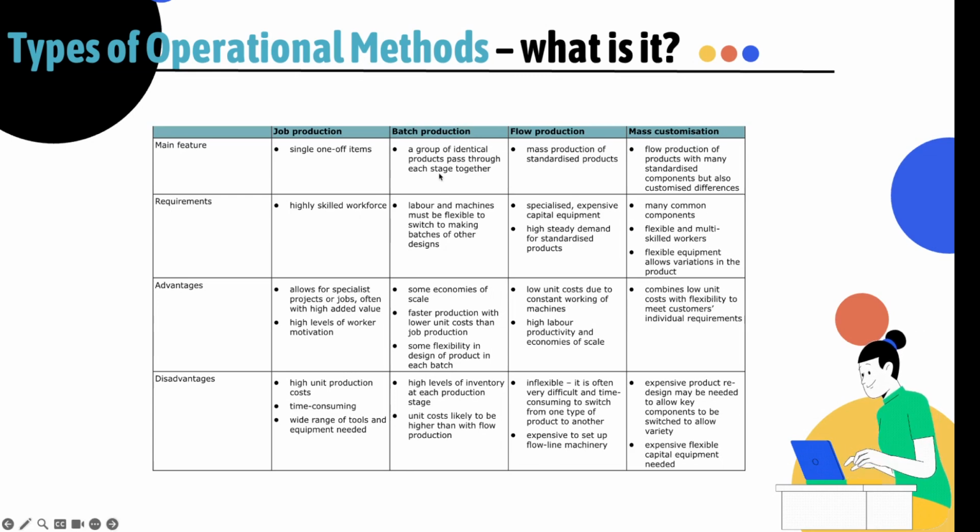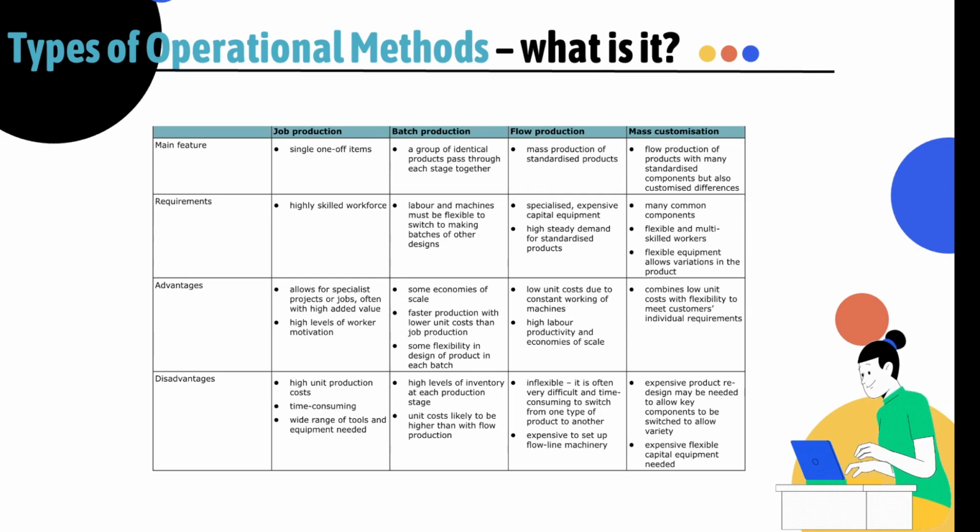In batch production, you work with a group of identical products that go through the same production process together, right? So the requirement for this is that labor and machines must be flexible to switch to making batches of other designs. So you produce a product, but you can produce it in batches. Batches basically means you have like 10 or 12 in a tray, for example.